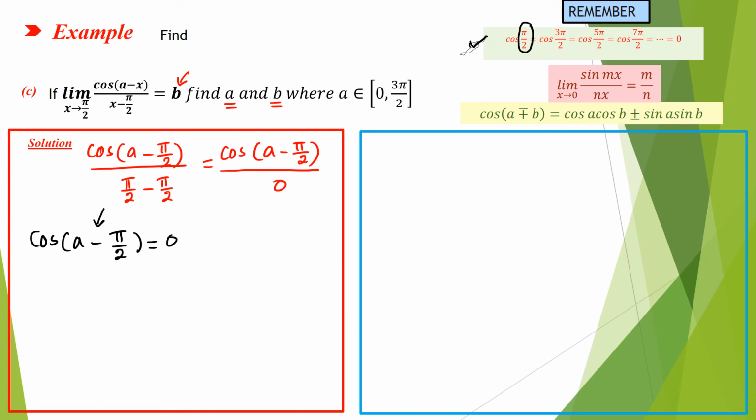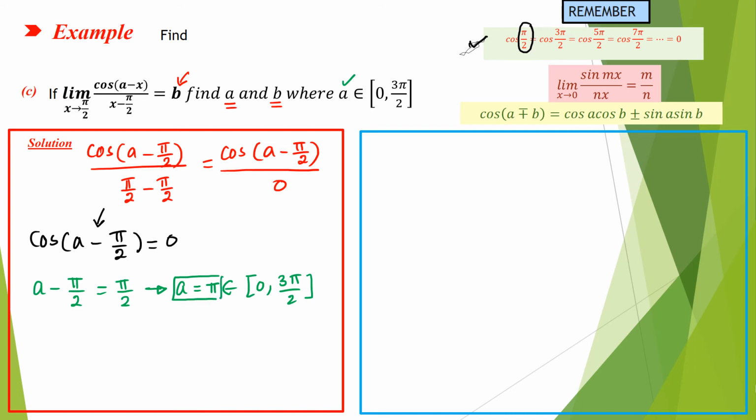So firstly put the angle inside: a minus pi over 2 equals pi over 2, because the angle pi over 2 makes cosine equal to 0. By adding pi over 2 to both sides, you will get a equals pi. Now, pi belongs to the interval given in the question, from 0 to 3 pi over 2. So the first value of a is a equals pi.